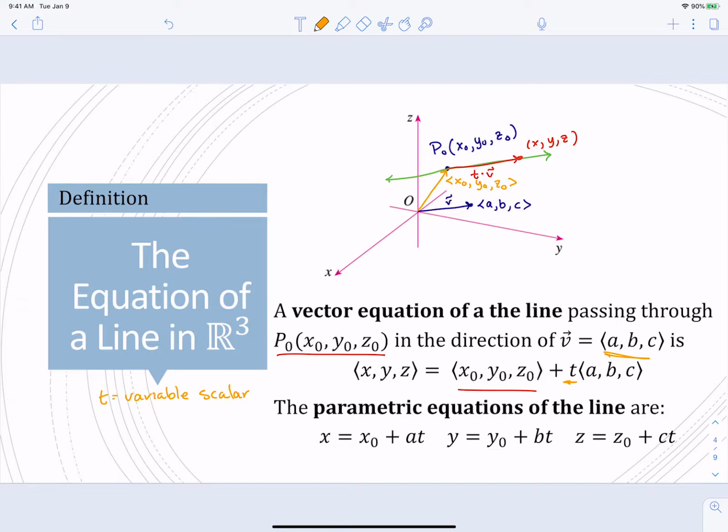So if we pick t to be different scalars, we could pick it to be 1/2, we could pick it to be -2, we could pick it to be 10. If we add that vector v times that scalar to our orange vector here, that's going to give us other points on that line. So this vector equation that we've got here, that x, y, and z are other points on our lines.